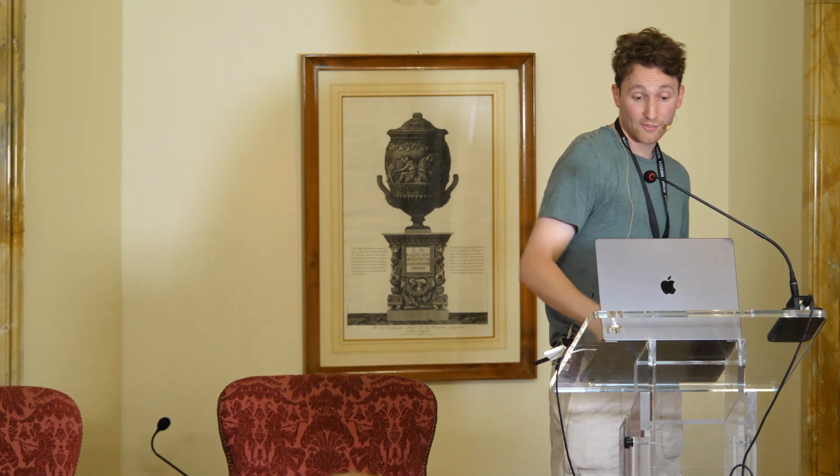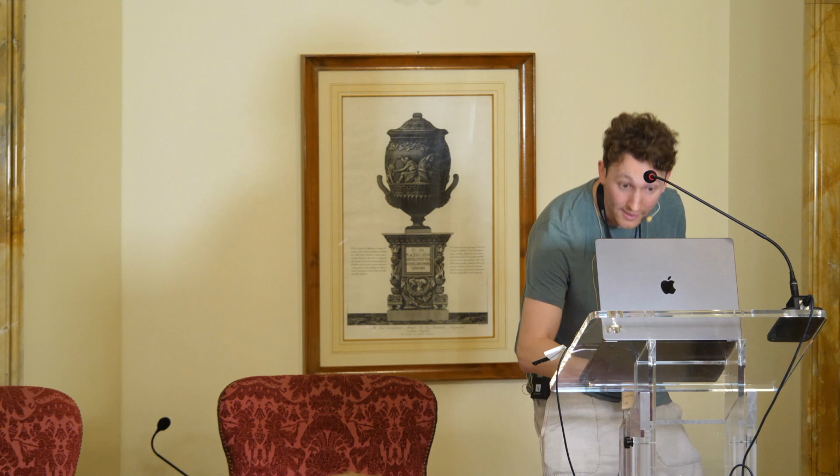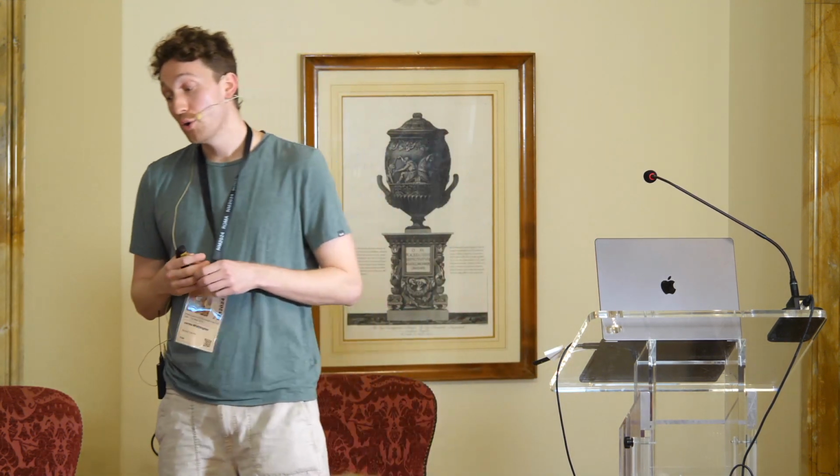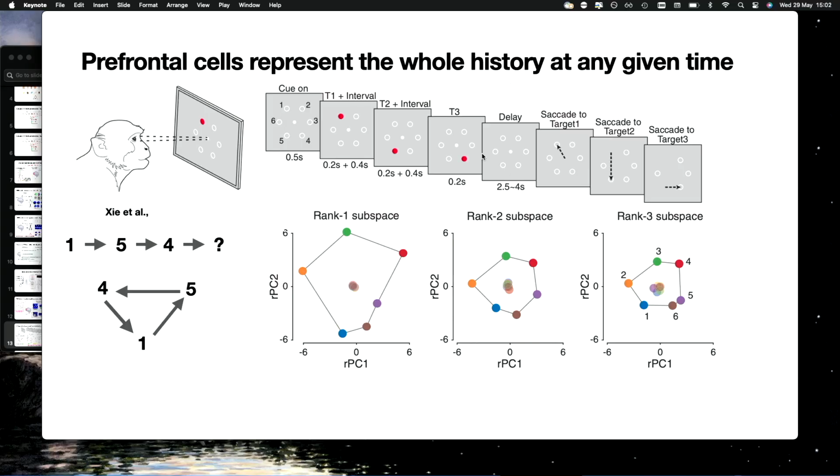And what they discover, during this delay period now, is that the neural representation decomposes into 3 different subspaces. The first subspace encodes what was observed first, the second subspace encodes what was observed second, and the third subspace encodes what was observed third. And remember, this is during the delay period, so it's decomposed into 3 subspaces.